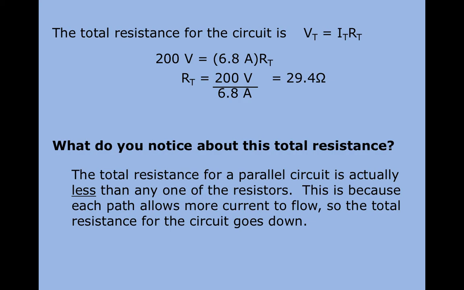I'm going to say that again because it's important. Circle this, highlight it, underline it. Make note of this. The total resistance for a parallel circuit is always less than any one of the resistors. This is because each path allows more current to flow because it's going to break up where it goes. So the total resistance for the circuit goes down.